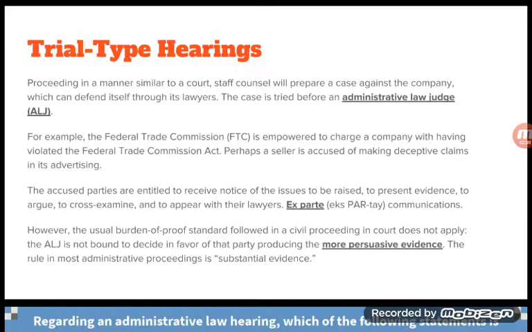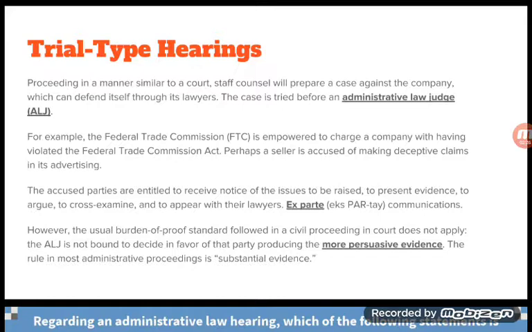Ex parte communications, not allowed. It's not allowed in administrative law judge court. It's not allowed in any other court that I know of, especially in Ohio trial court, since I was using that as an earlier comparison.